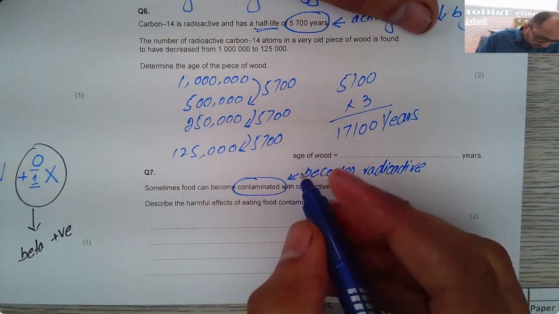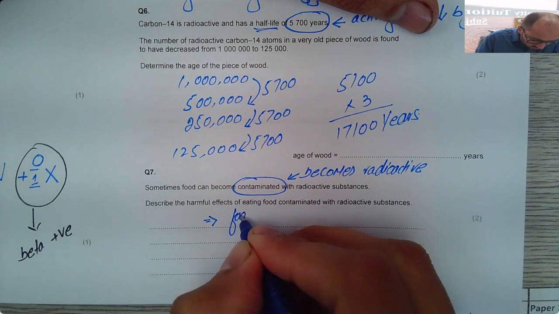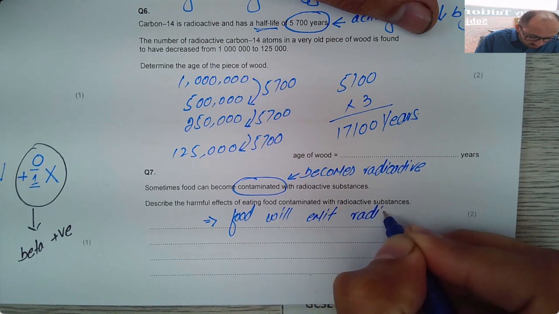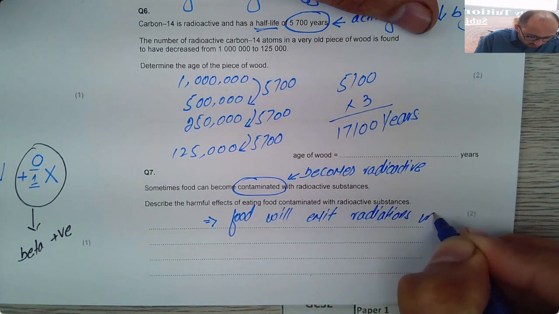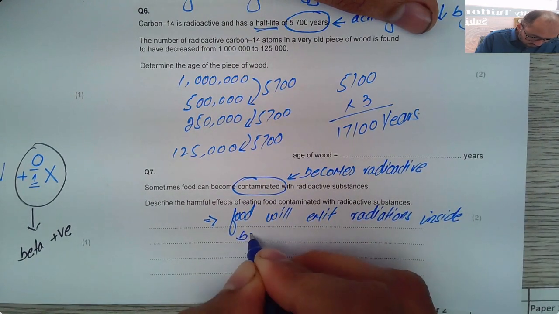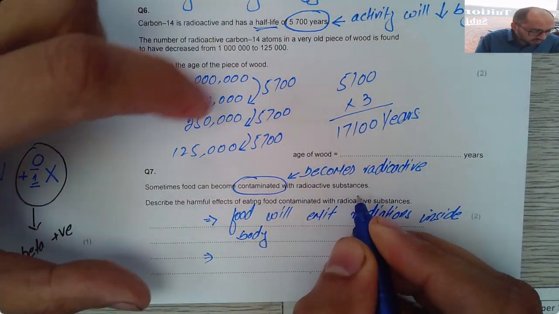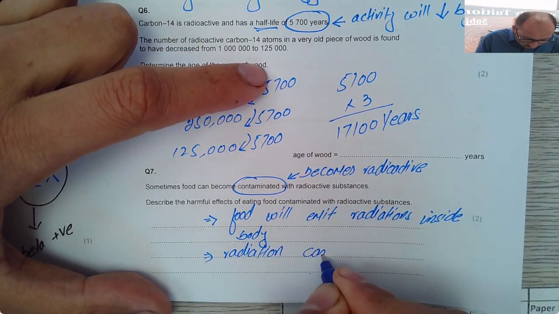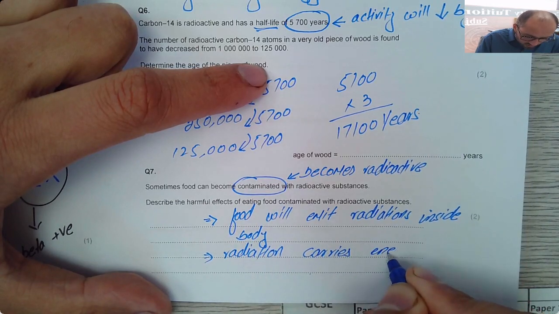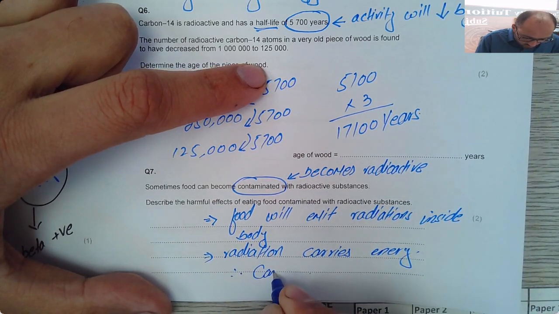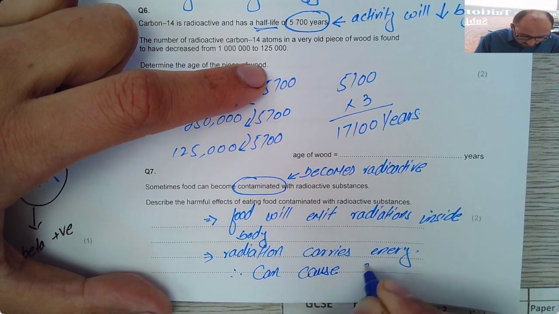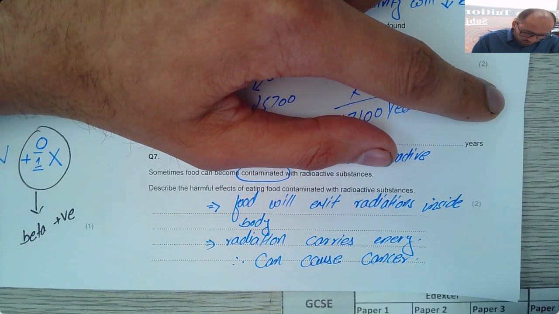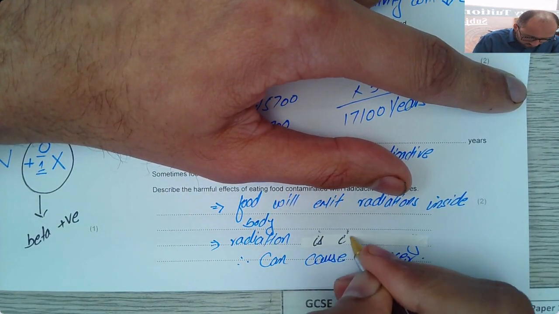So we can say here, food will emit radiation inside body. Then I can say radiations carry energy. Radiation carries energy, therefore can cause cancer. Rather than saying radiation carries energy, we can say radiation is ionizing.